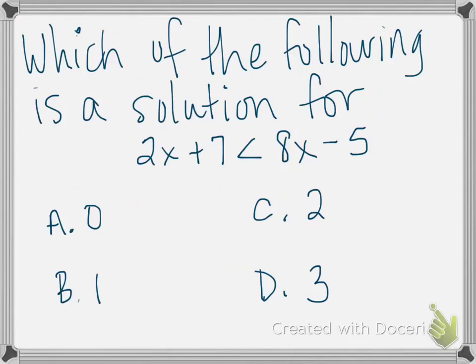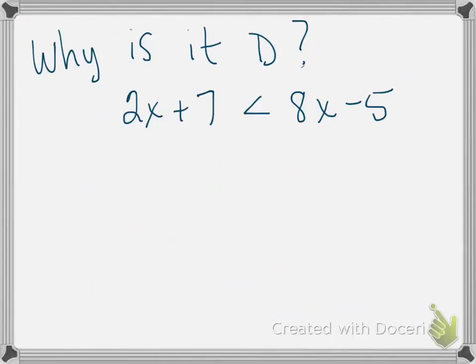Next problem. Which of the following is a solution for 2x plus 7 is less than 8x minus 5? So again, if you want to pause it, work it out, pick your choice, and then press play again to see the right answer and listen to the explanation if you need it. So the correct answer is D. 3 is a solution. So let's look at why it's D.